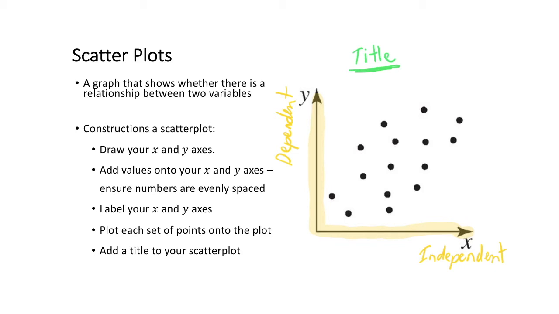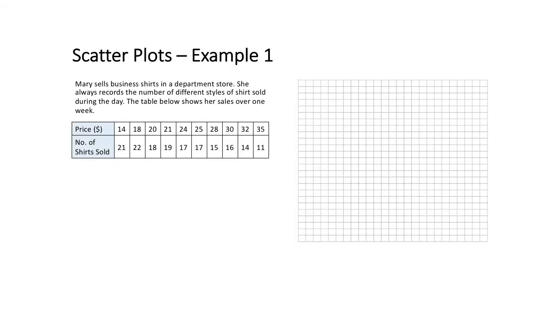So let's have a look at how you construct a scatter plot. In our example, Mary sells business shirts in a department store. She always records a number of different styles of shirts sold during the day. The table below shows her sales over 1 week. So we've got price and we've got the number of shirts sold, and we want to put that information onto the scatter plot. So the first thing we need to do is add in our x and y axes.